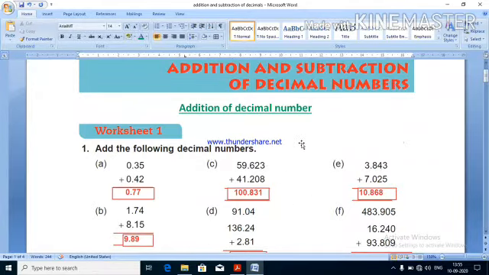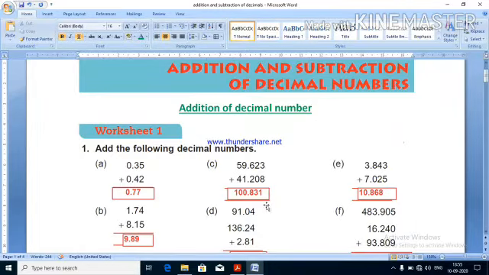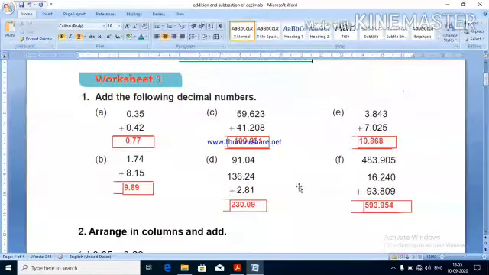In a similar way, 3 plus 8 is 11, write 1 and carry 1. 2 plus 1 is 3. 6 plus 2 is 8. 9 plus 1 is 10, write 0 and carry 1. 5 plus 4 is 9, plus 1 is 10. In this way we have to complete worksheet 1, question number 1 to F. Okay.